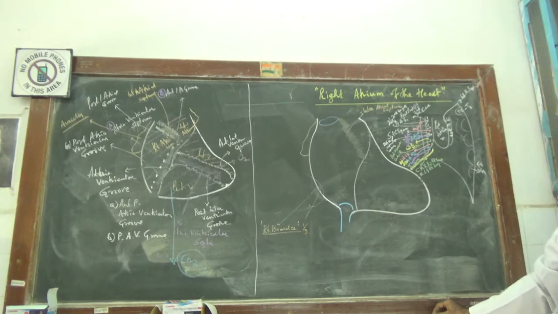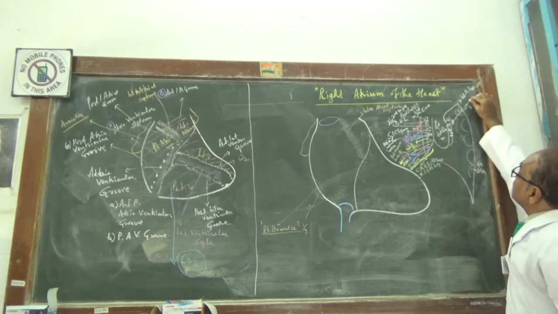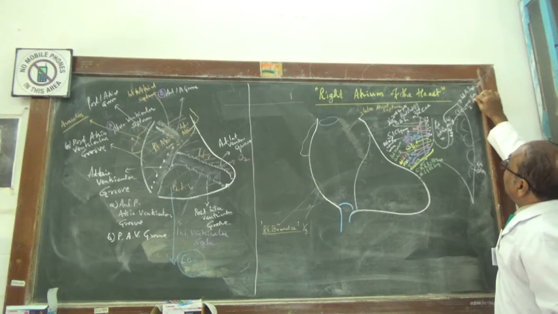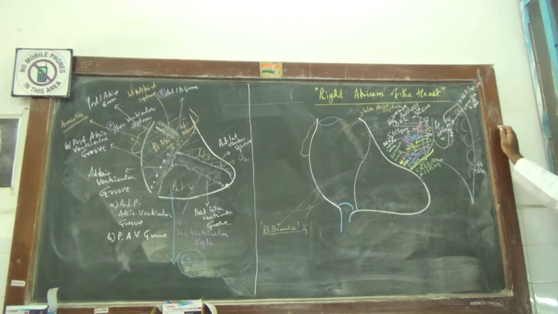Apart from that, it is related still behind to the left atrium. Here, the oblique sinus of pericardium. Then the thoracic vertebrae 5 to 8, intervertebral discs, esophagus, bifurcation of the trachea into the right and left principal bronchus.